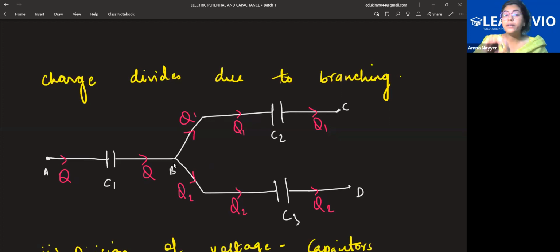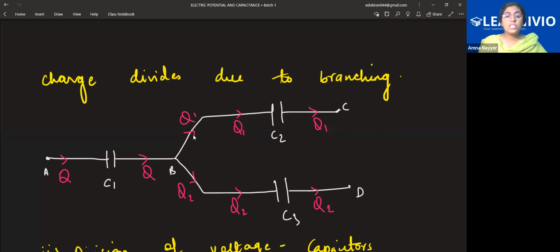Now at point B, a branching is coming. If you see here, the same wire has been branched into two parts. If the branching has occurred in two parts, it is not necessary that the division of charge will occur equally only. There is no condition like this. The charges can get unequally distributed. If 5 coulombs of charge is coming, it's not necessary that it will be divided like 2.5 coulombs and 2.5 coulombs. No. It can happen that 2.5 coulombs is also getting divided, and it can also happen that 3 coulombs is received in one branch and 2 coulombs in the other. That is also valid.